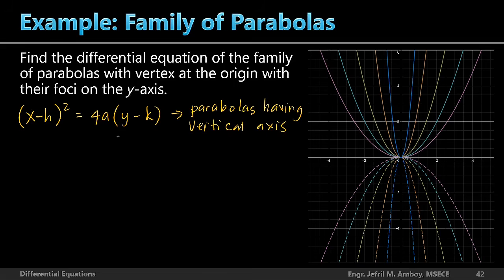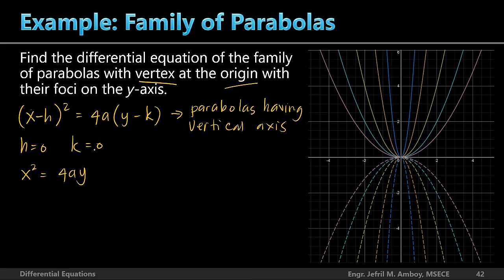However, we can actually reduce the number of parameters by following the problem. It is said that the vertices of all the parabolas are at the origin. Here, h and k are the coordinates of our vertex. So that means that if the vertices are at the origin, h is equal to 0 and k is also equal to 0. So we can simplify our equation by making h and k equal to 0. So now, our equation will be x squared equals 4a times y, because h and k are already 0.